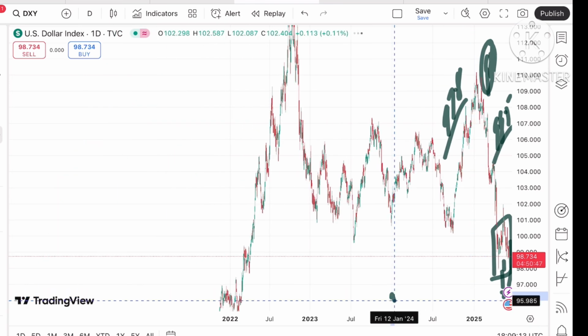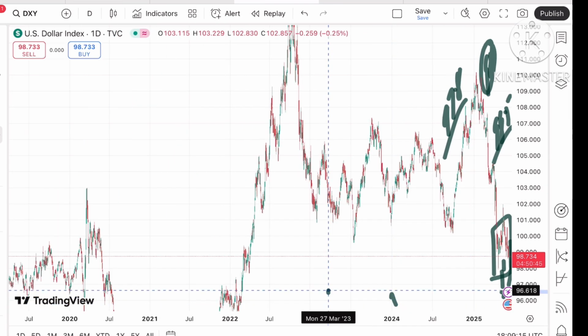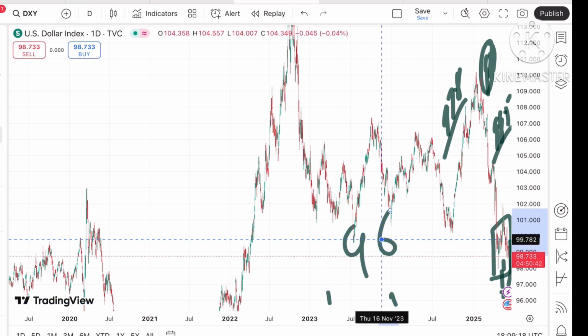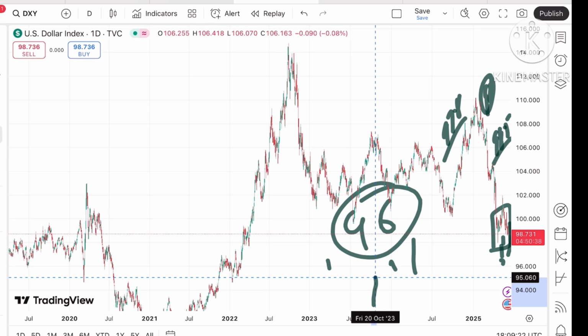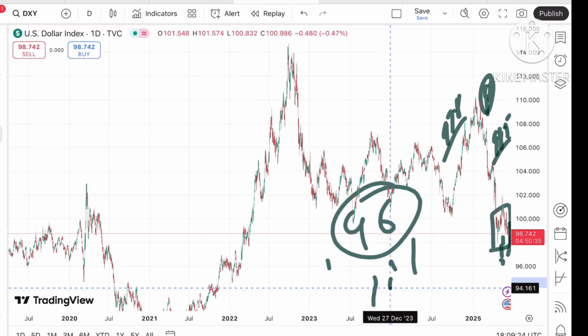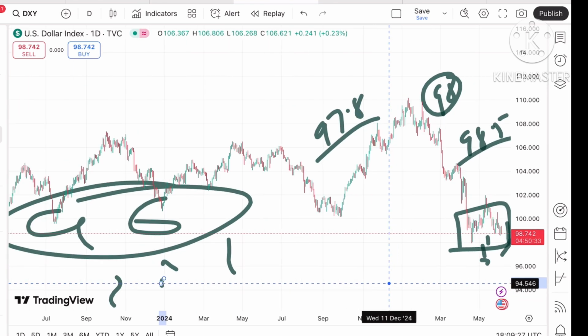Suppose the price starts falling below this level, there is a chance of touching a level of around $96, and if the price falls below that particular level, a chance of touching a level of around $95 we can see, and if the price goes below this level, it can touch a level of 94.5.